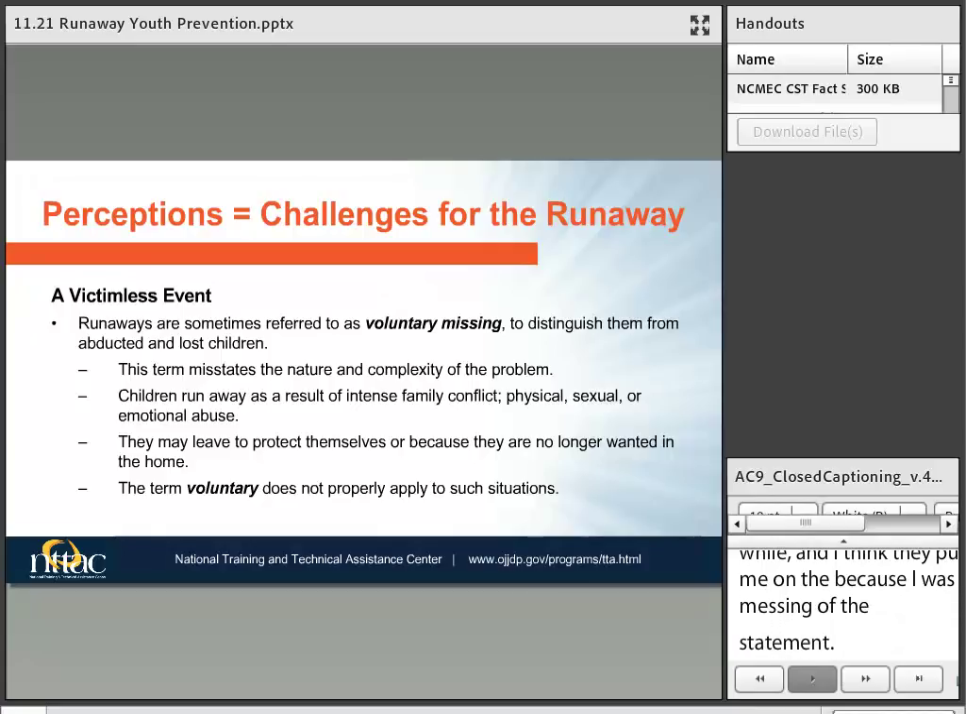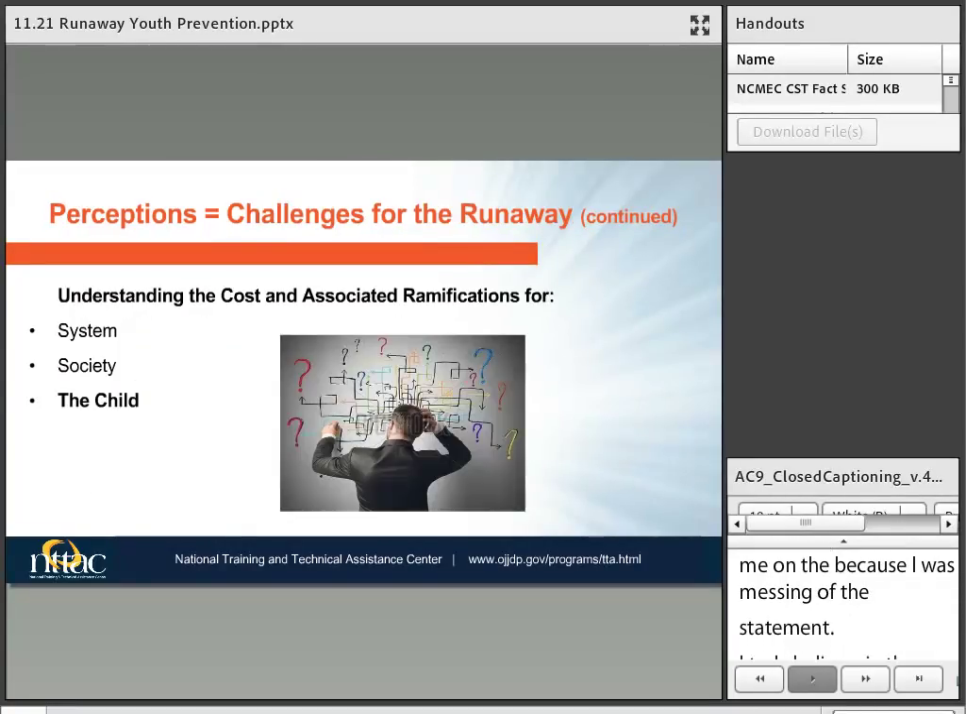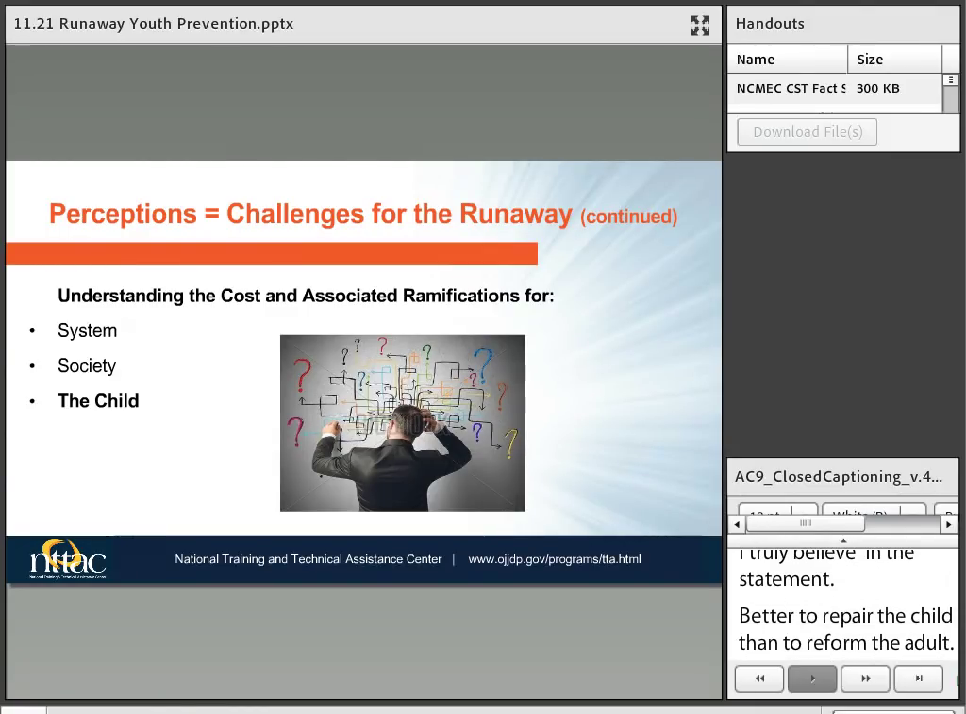Can we move to the next slide, William? Okay, we're on the next slide.